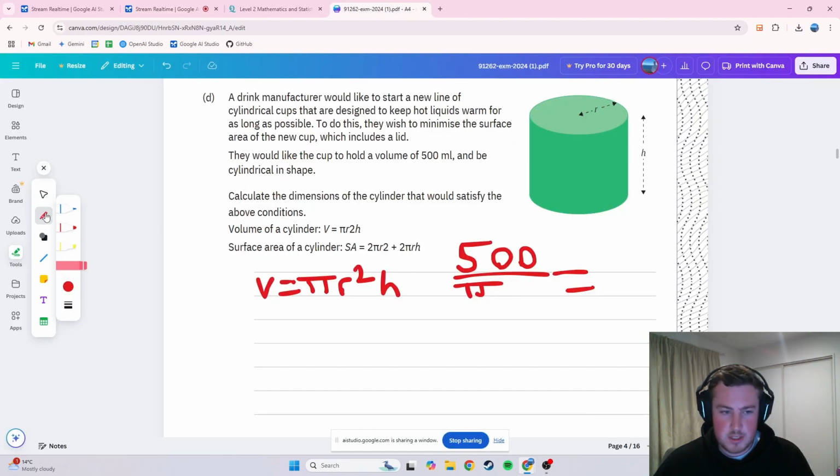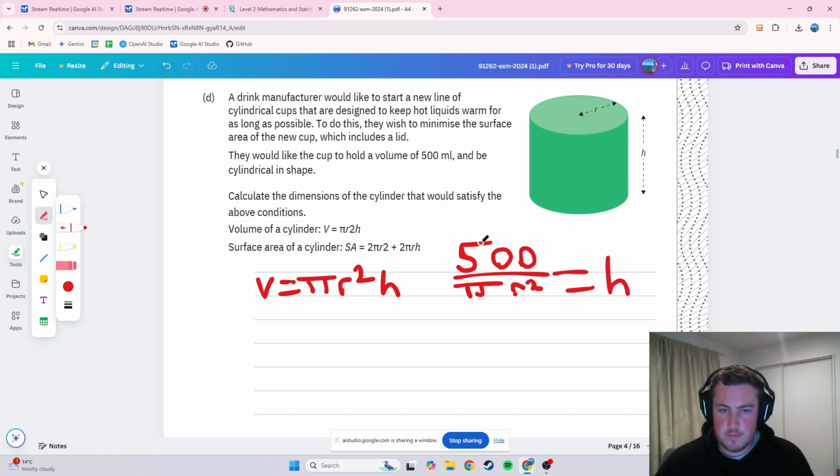Alright, can you help me continue off and finish off this equation here? Sure, I can help you with that. It looks like you're trying to solve for the dimensions of a cylinder with a volume of 500 milliliters, and you want to minimize its surface area. What have you tried so far? I don't really know where to go from here. Could you tell me what to do next?